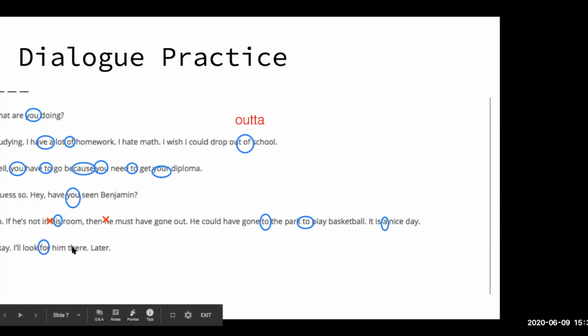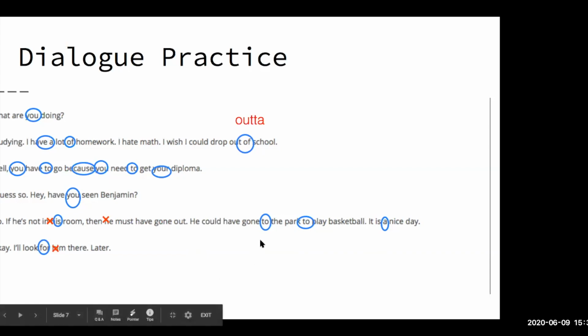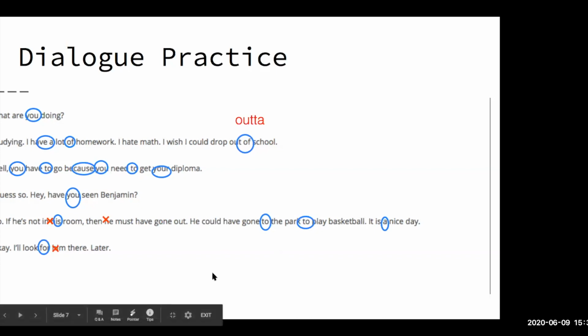Later means see you later. So if I were to say that out loud, like I'm a native speaker, I would say, hey, what are you doing? Studying. I have a lot of homework. I hate math. I wish I could drop out of school. Well, you have to go because you need to get your diploma. You need to get your diploma. I guess so. Hey, have you seen Benjamin? No. If he's not in his room, then he must have gone out. He could have gone to the park to play basketball. It is a nice day. Okay, I'll look for him there later.